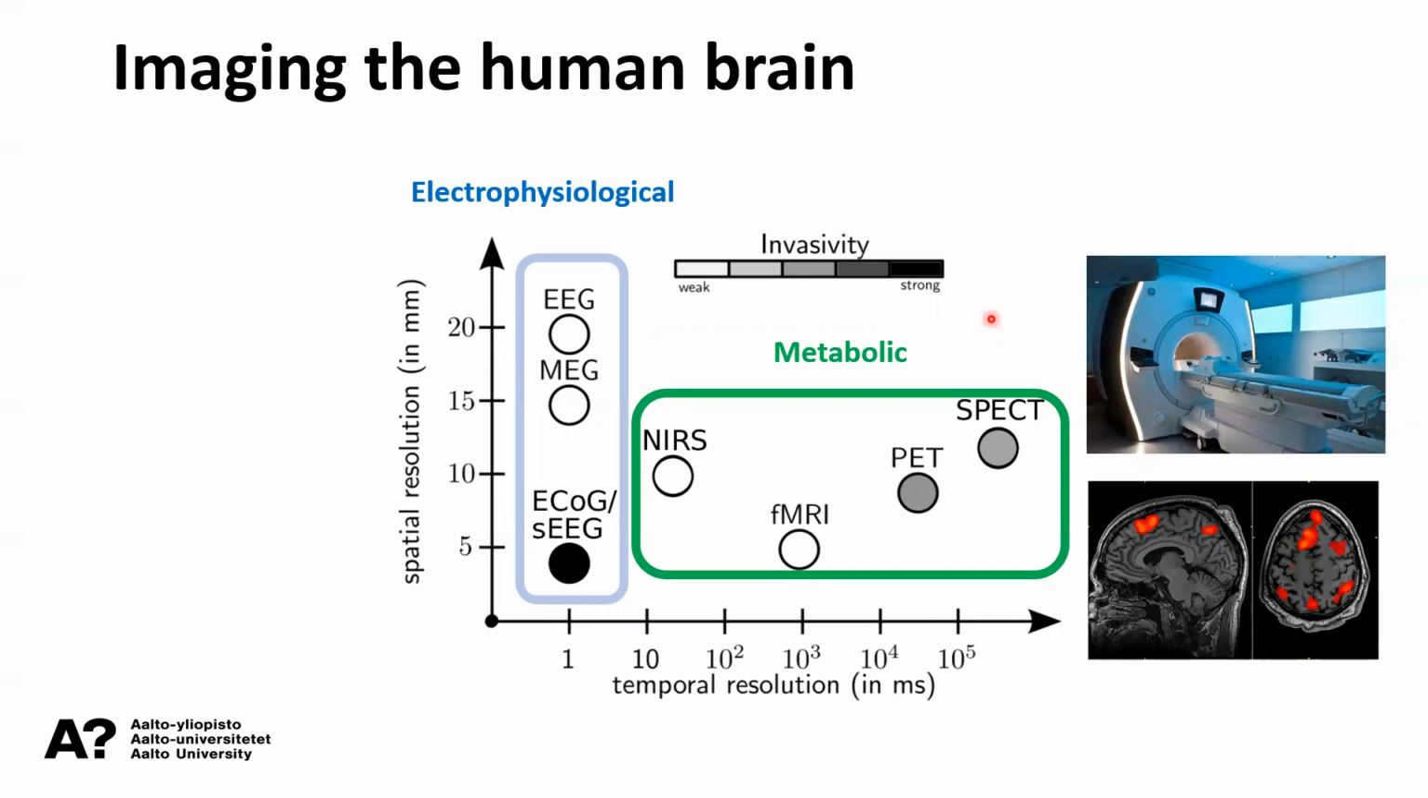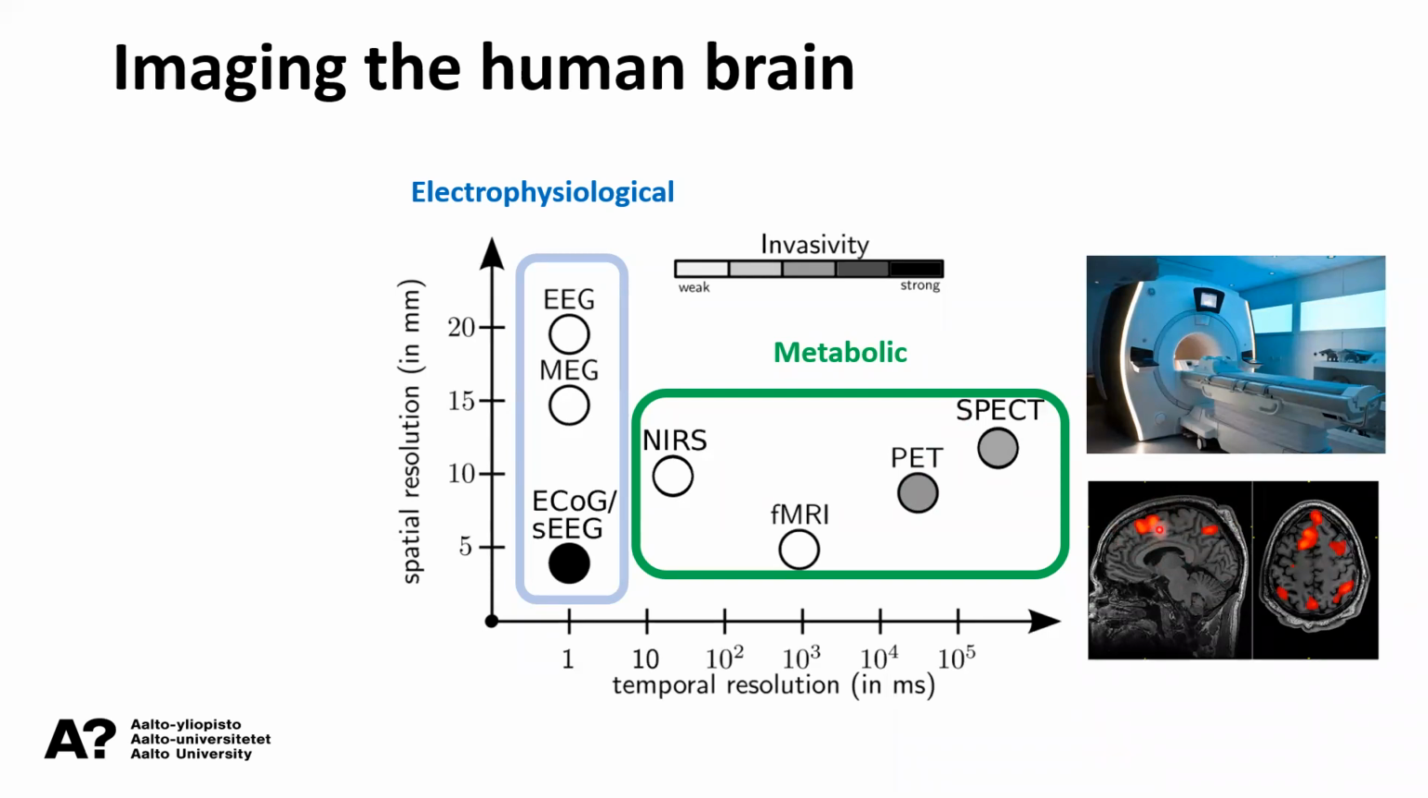Modern brain imaging technologies are quite advanced, and they come basically in two different flavors. One is based on metabolic activity. They measure the blood flow in the brain tissue, and that can be used as an indirect measure of neural activity, because when neurons are activated, the blood flow increases. This is how we can infer that, for example, this part of the brain is active at the moment.